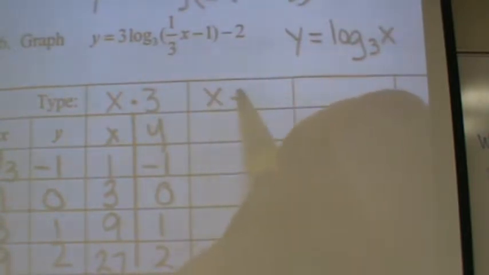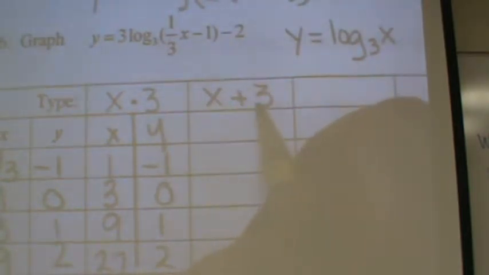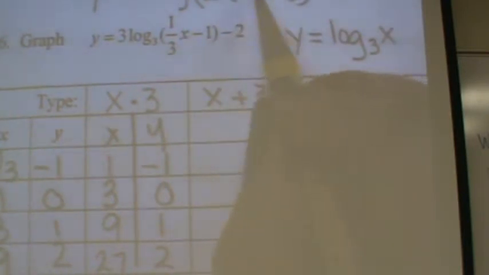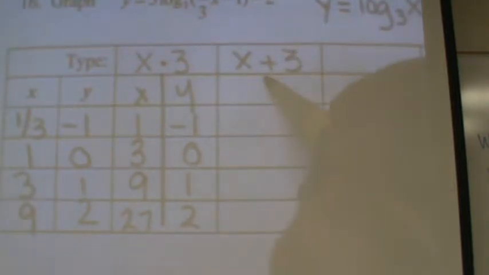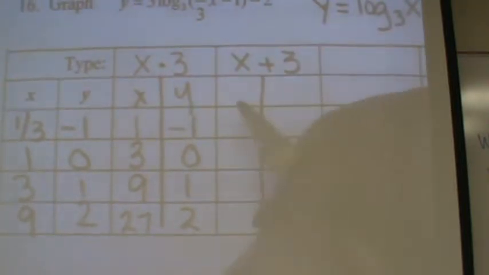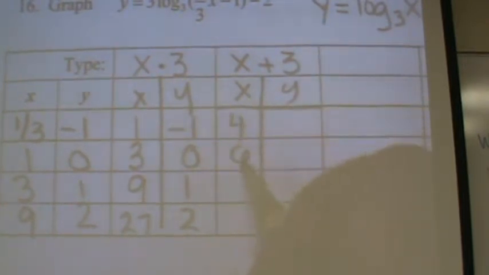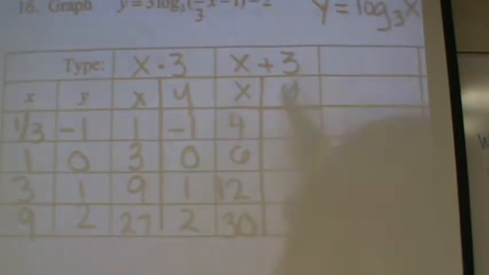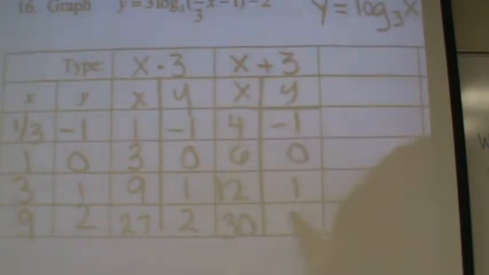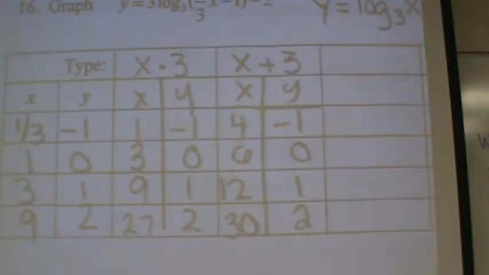Then what do you do? Take your x value and you're going to add. These two you do the opposite. So you flip this, multiply it by x, and the opposite of this number gets added to your x value. So tell me what your new x values are. 4, 6, 12, and 30. You guys, is this coming back? Good.